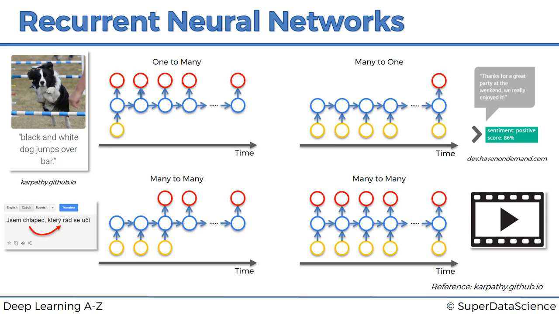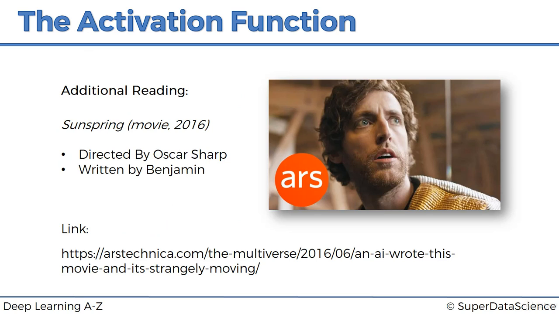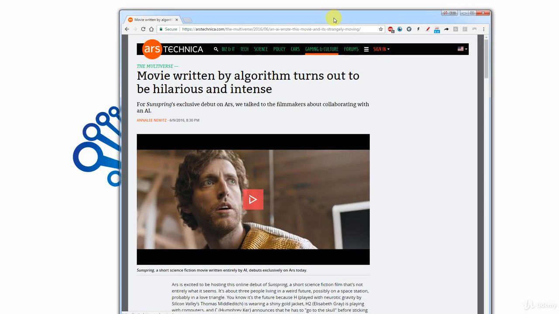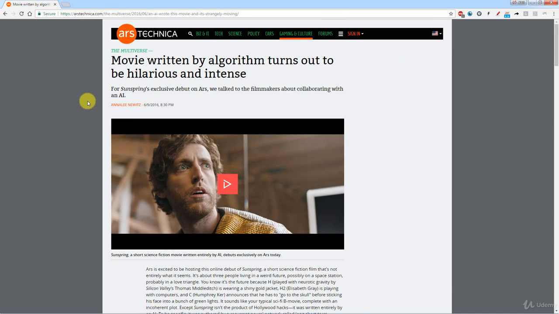And speaking of movies, today we don't have additional reading. Today we have additional watching. So a movie called Sunspring in 2016, directed by Oscar Sharp, and it's got, you might know this actor, Thomas Middleditch from the TV show Silicon Valley. And this movie was entirely written by Benjamin, who is an RNN, an LSTM to be specific. So I'm going to show you this movie now. Well, I'm not going to play it. I'm just going to show you where to find it.